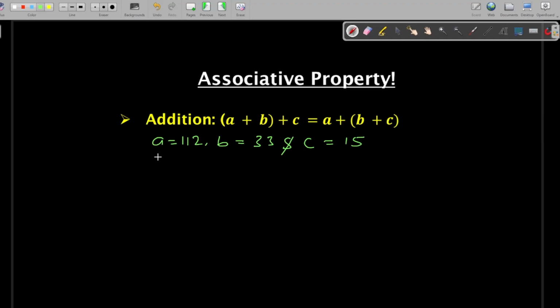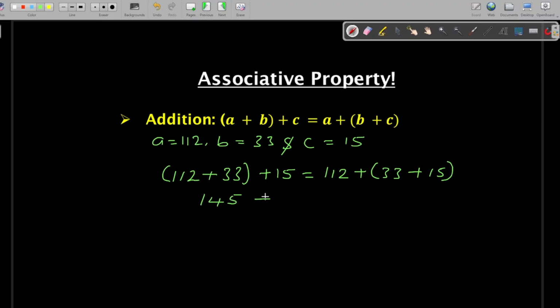So when we substitute these real numbers into the expression, we have open bracket, our A is 112 plus B is 33, close bracket, plus 15. So we equal to our A is 112 plus open bracket B 33 plus 15, close bracket. So when we simplify, we have 112 plus 33 will give you 145 plus 15.